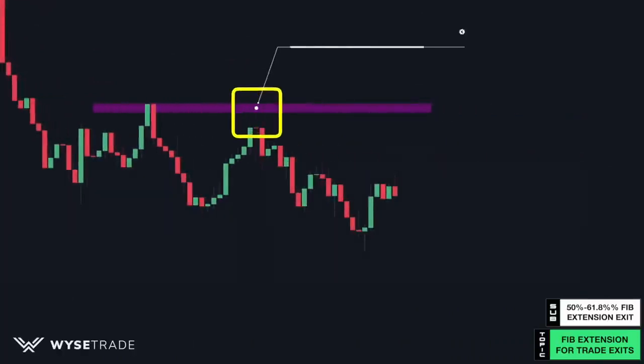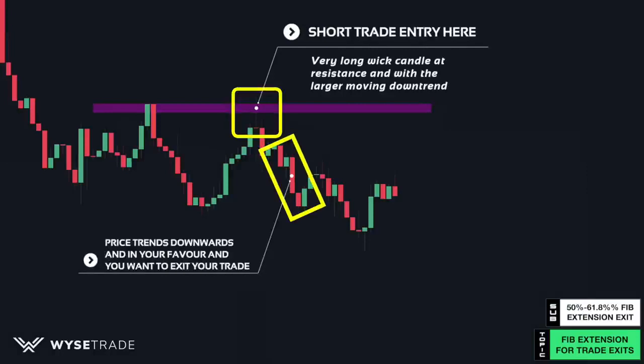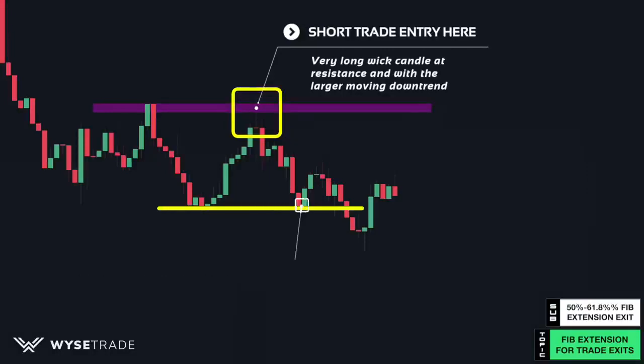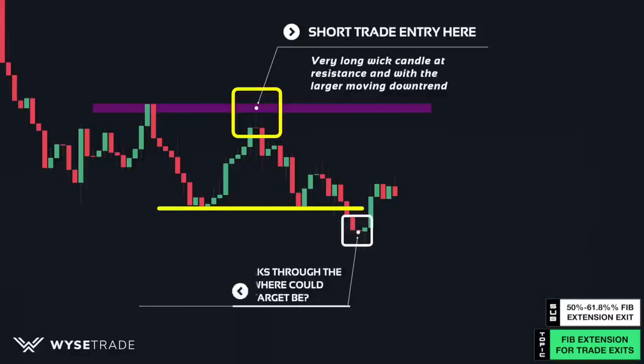You went short here at this long wick candle at key resistance. Price then starts to trend heavily downwards in your favor. Your target 1 could have been this support level here. But now, once price breaks through and continues on, where could your second exit target be?